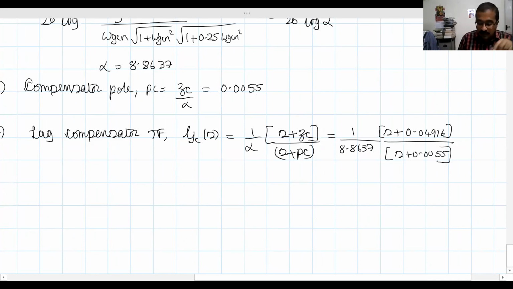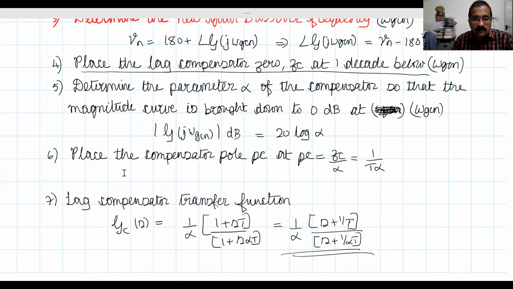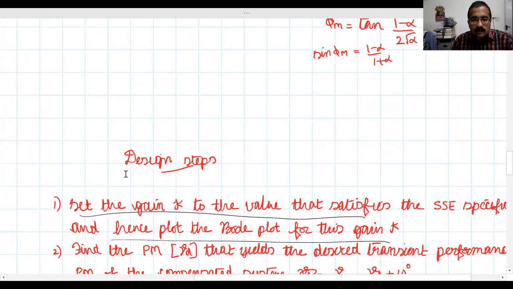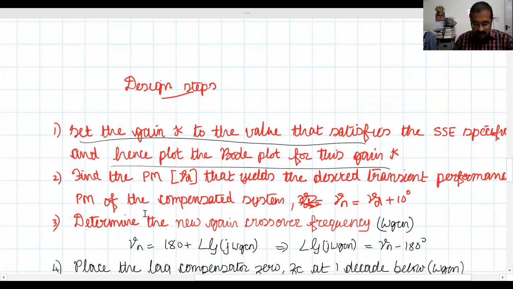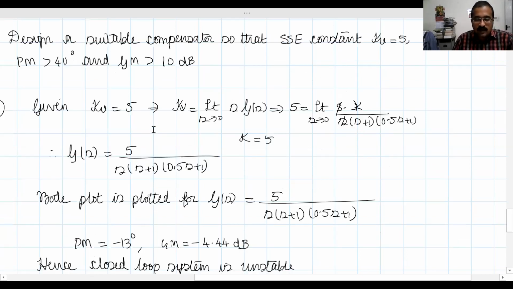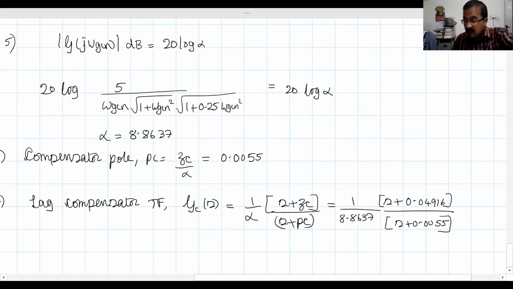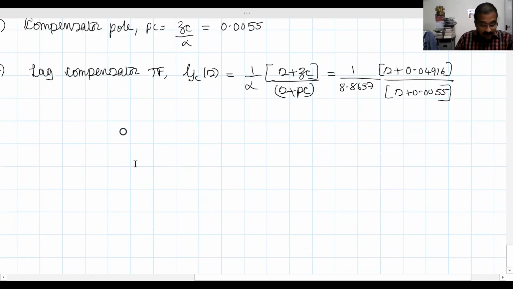I will substitute that here in GC of S. So this is GC of S, right? So where is our given configuration? Given configuration is somewhere here. Instead of GC of S, you substitute that particular transfer function, which we just now found, 1 by 8.8637. Okay. So with this compensator, the lag compensated closed loop system will have the desired performance. Okay. I will show you the MATLAB plot with the above designed lag compensator.